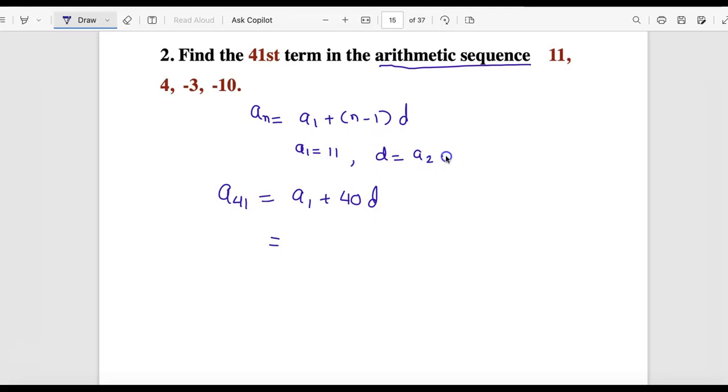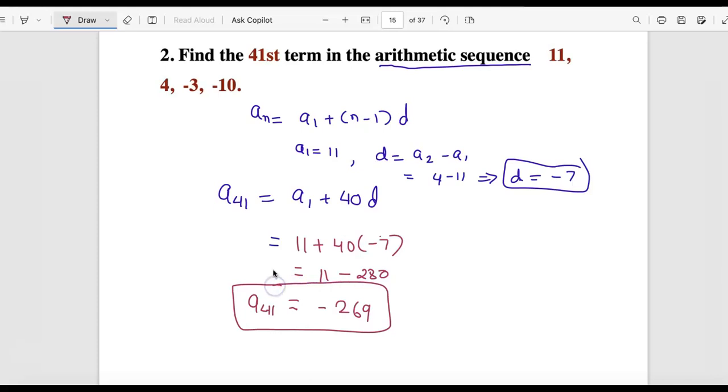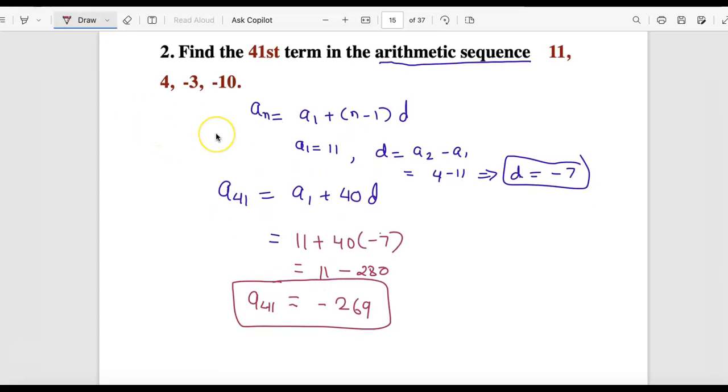d is a2 minus a1, which is 4 minus 11. So what is your d? Your d is 4 minus 11, which will give you negative 7. So now since we have our required values, let's plug in the values. So this is your negative 7. And you can use your calculator to find your answer. So our final answer is, when you subtract this, 11 minus 280, that's negative 269, which tells me my 41st term of this arithmetic sequence is negative 269. So let's go to the next problem.